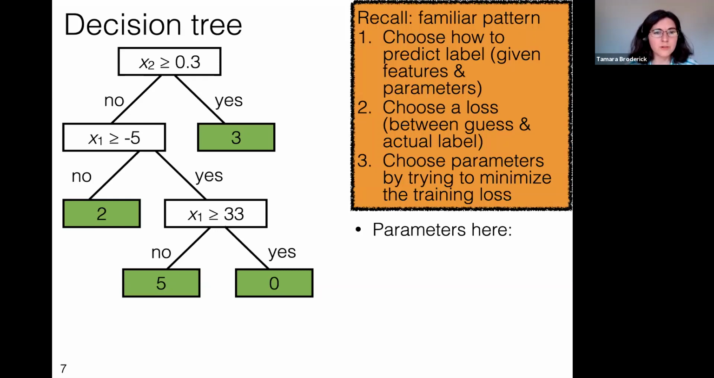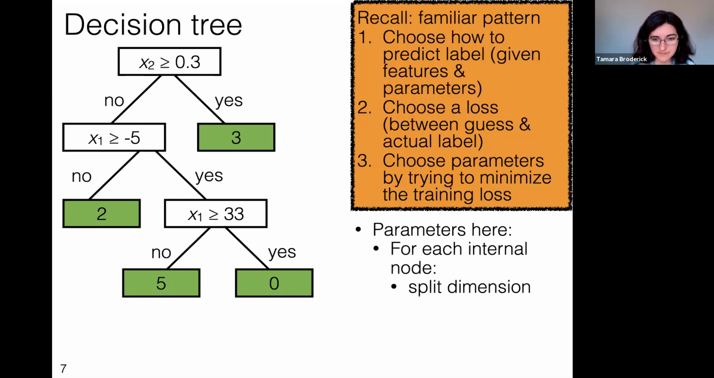Okay, so what are the parameters here? Well, the parameters are typically the thing that describes what our predictor is. And so in this case, we have a bunch of unknowns. We want to say for each internal node, what is the split dimension? We want to say for each internal node, what is the split value? So again, for x2 greater than or equal to 0.3, the split dimension is 2, the split value is 0.3. So those together will define what's going on at that internal node. What am I gonna do? How am I gonna make my decision? But I also need to say, what are the 2 children nodes?